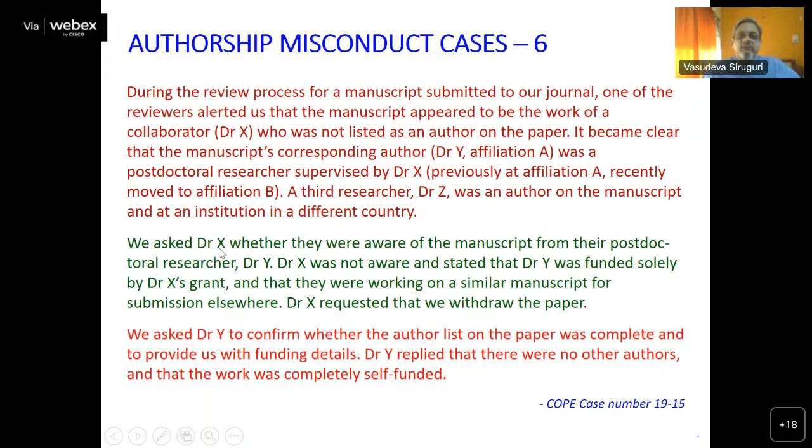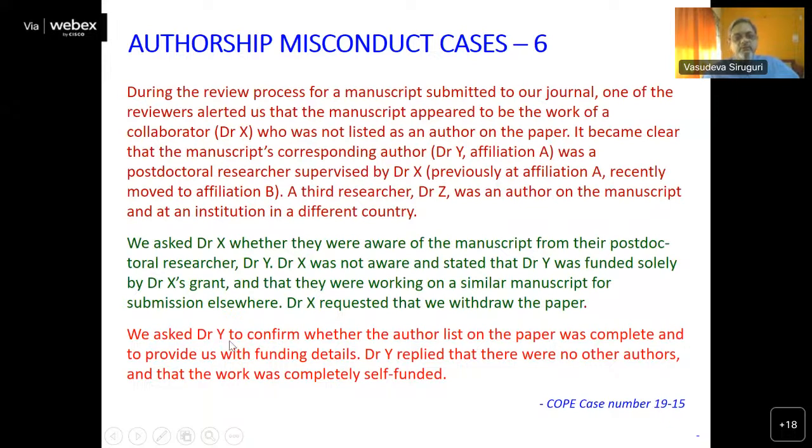So the editor asked this person X whether they were aware that this manuscript from their postdoc had been sent to them. X said that he was not aware, and he also stated that this person Y was actually funded solely from his grant, and that they were working on a similar manuscript for submission elsewhere. And therefore he requested that the paper be withdrawn.